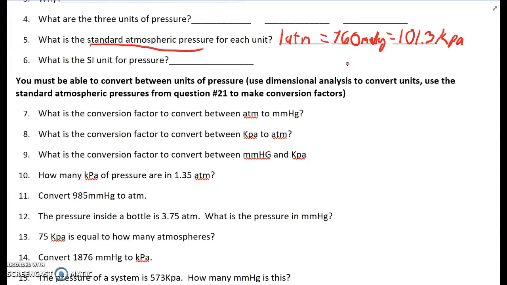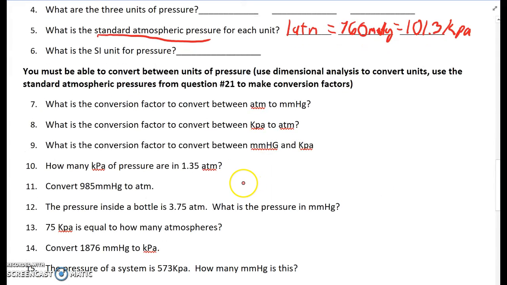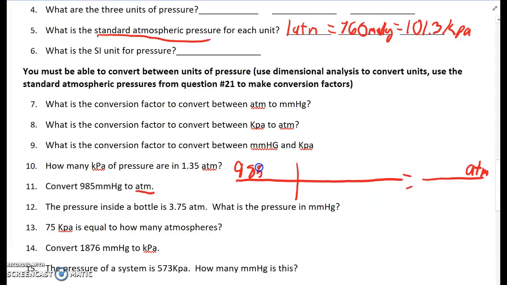So let's go ahead and take a look at, say, question number 11 here. Convert 985 millimeters of mercury to atmospheres. So I'm going to start, again, same steps. When I'm doing dimensional analysis, I'm going to use the same steps. Start with my dimensional analysis setup. This question is asking me for atmospheres, so that's going to be my ending unit. That's what I'm trying to get to. My starting point is 985 millimeters of mercury.